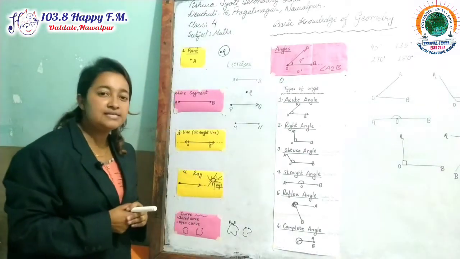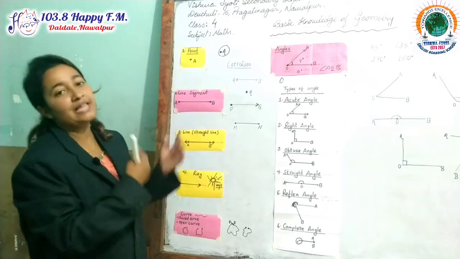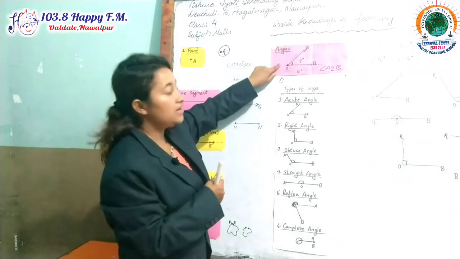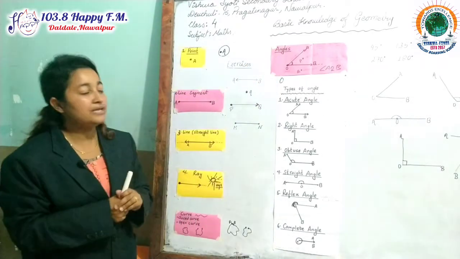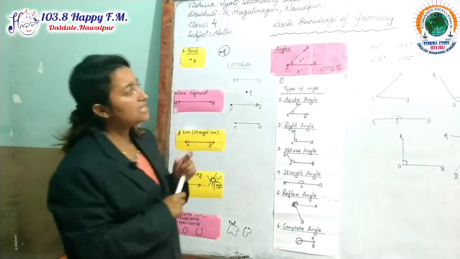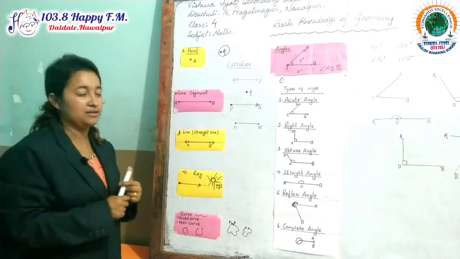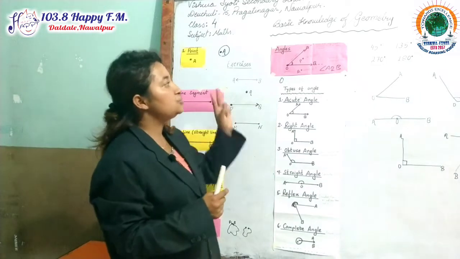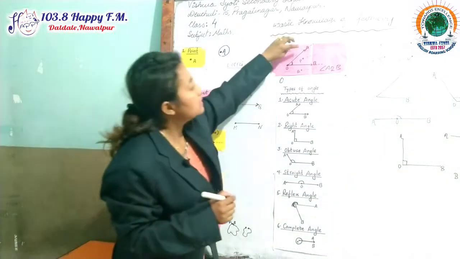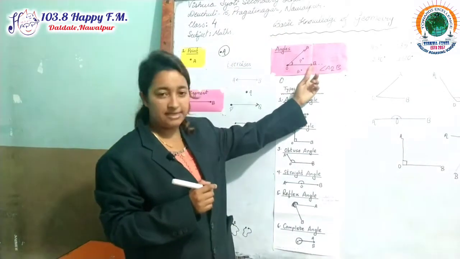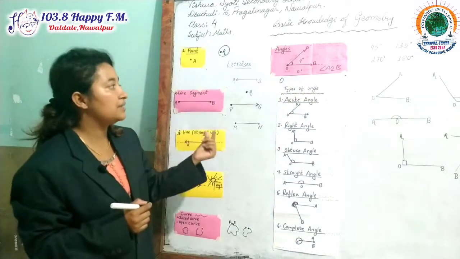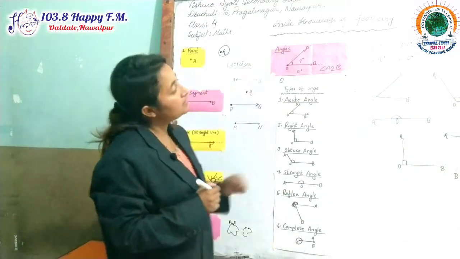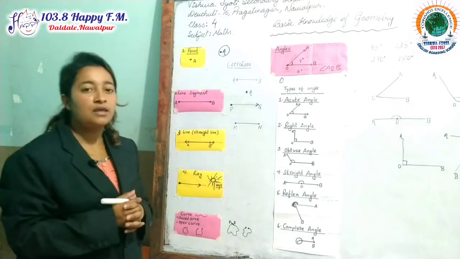And which is the vertex? The common point where those lines have met. The common point is O. So, the vertex of the angle is O. Now, I will tell you how to write the name of an angle. The name of an angle can be written in two ways, either from this end or from the next end. But we have to keep the vertex in the middle. So, what is the name of the angle? How can we name this angle? Can you tell?